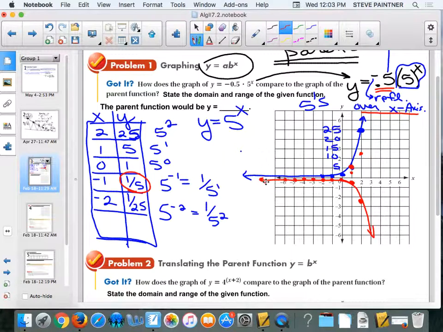So here it is. This red graph would be negative 0.5 times 5 to the x. Good? If I were to correct this on the test, I would concentrate on that point. Why that point? Because that point changed the most, didn't it? 25 up, half of that, 12.5, flip it, negative 12.5. If you got that on the test, I'd go, you get it.